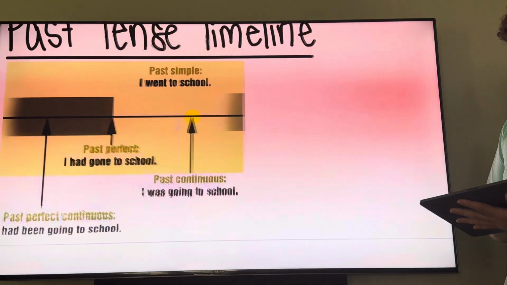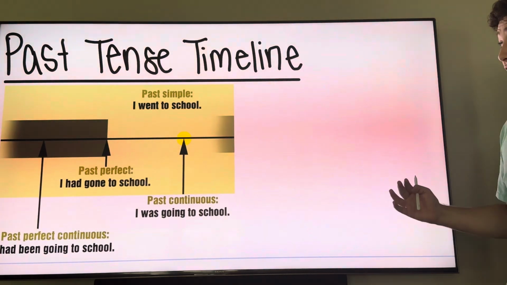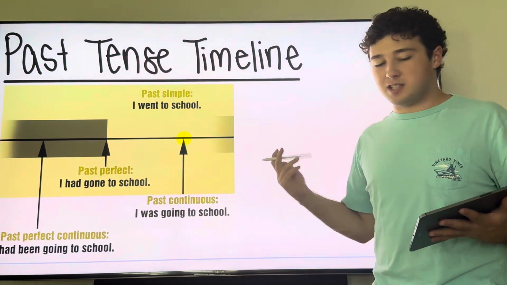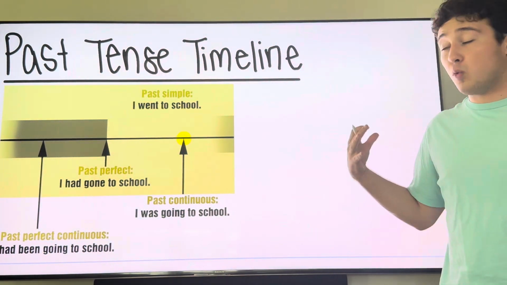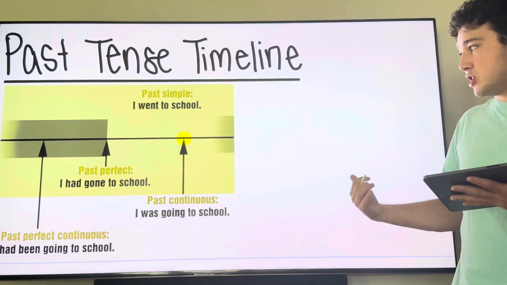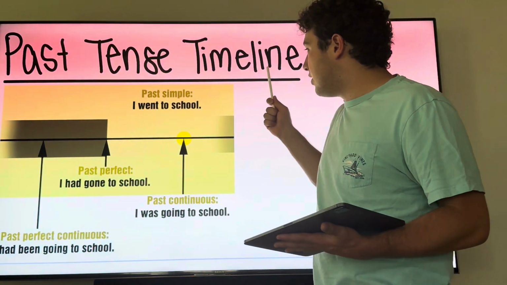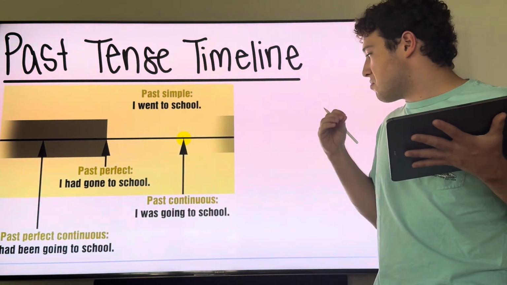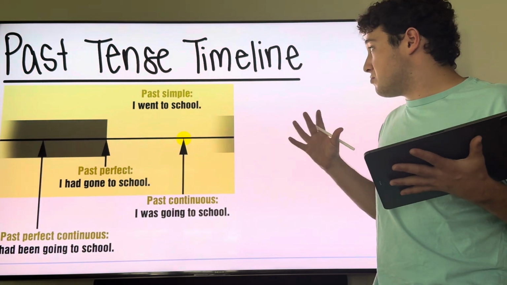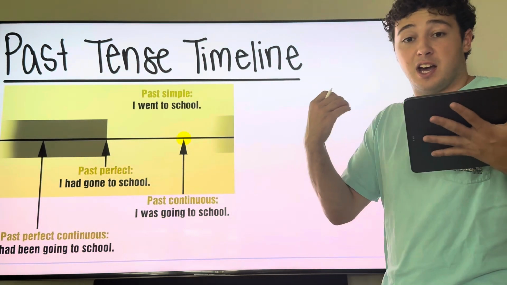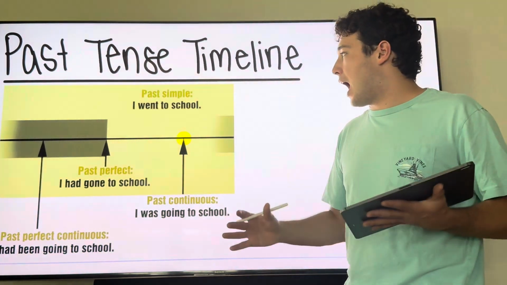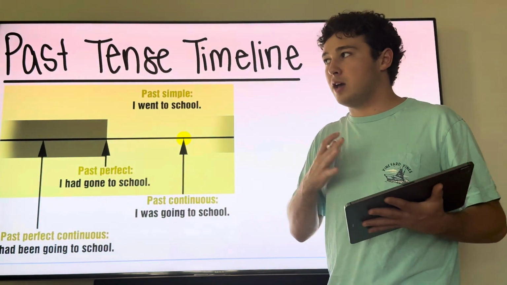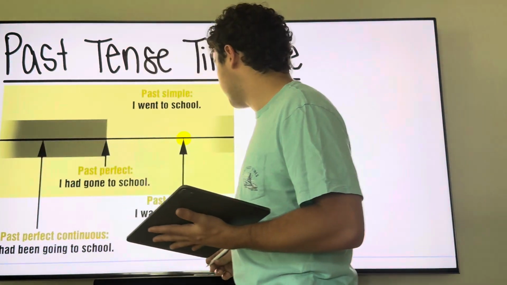So that brings us in. Now we have finished the past tense. That brings us here to the past tense timeline where all of these can be shown together. So the past simple is just a general item that describes the past in a specific action. I went to school.